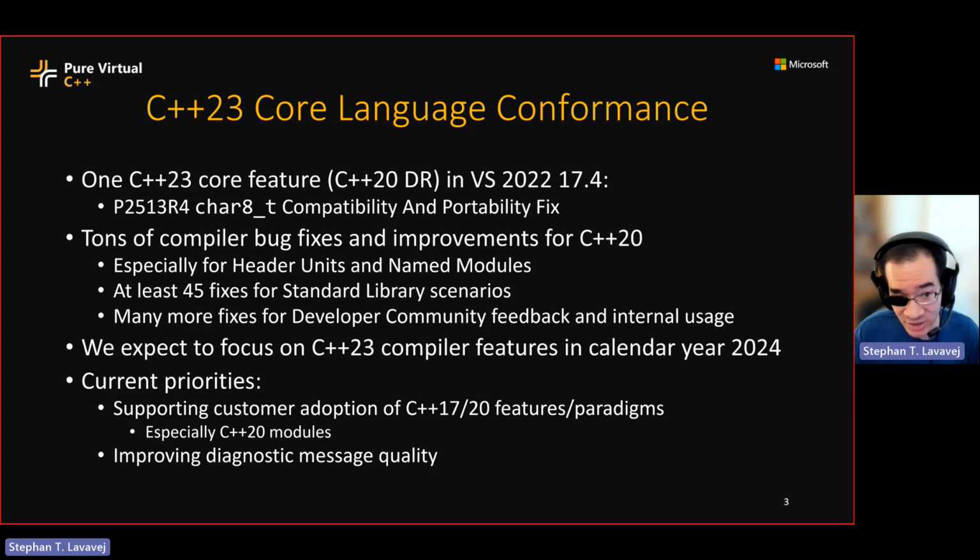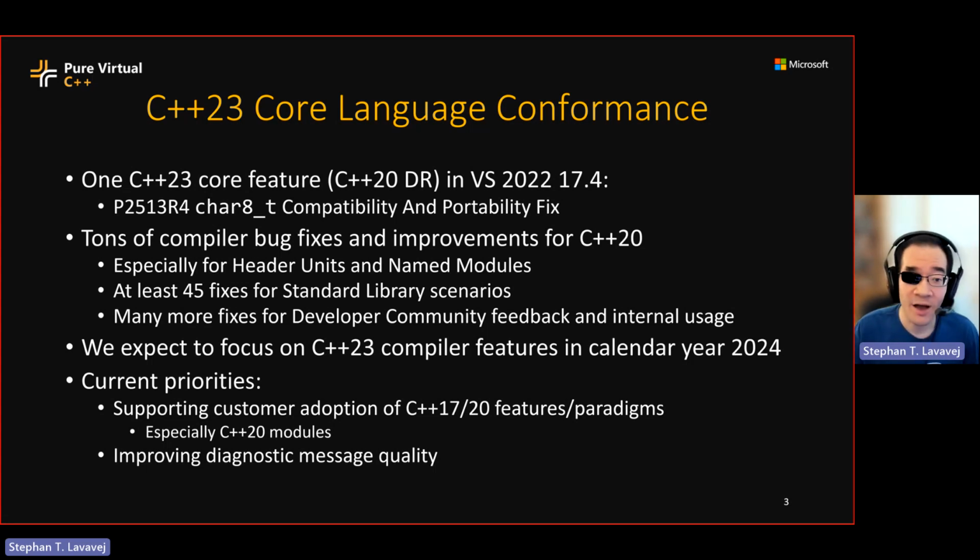So in the last year, we've implemented one C++23 core feature, which is technically considered a defect report and thus implemented retroactively to C++20. That improves some things around the char8_t type for UTF-8. We've also implemented a ton of compiler bug fixes and improvements, addressing many different standard features, but particularly header units and named modules.